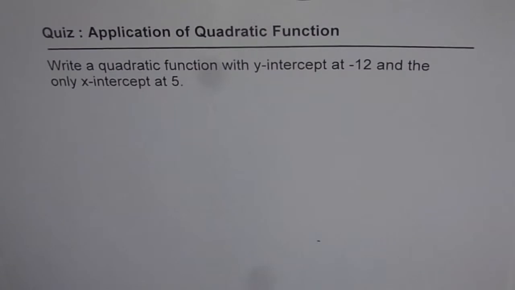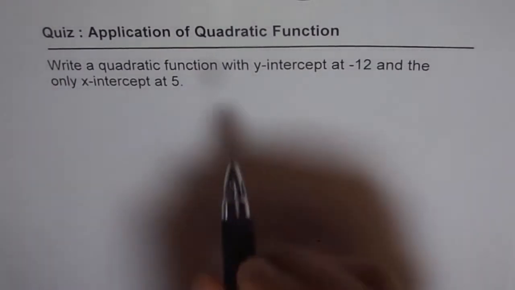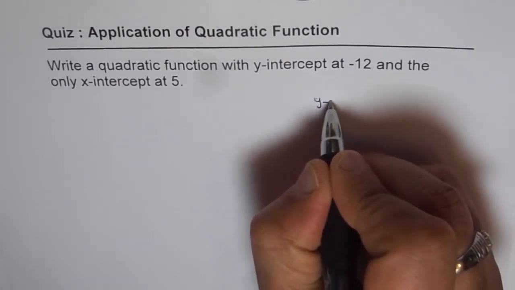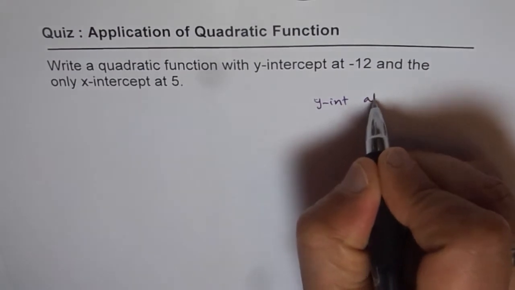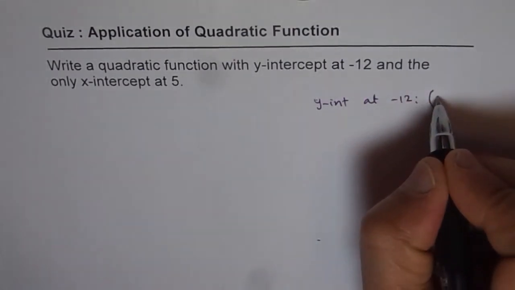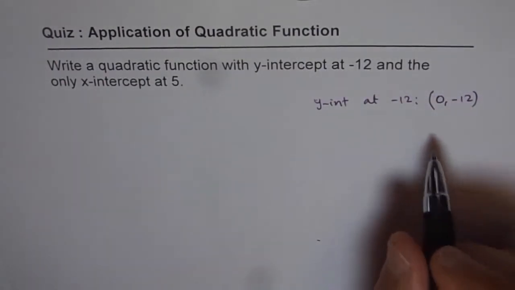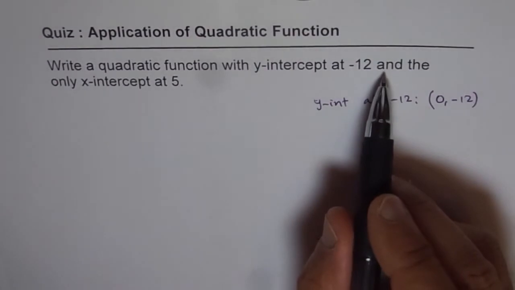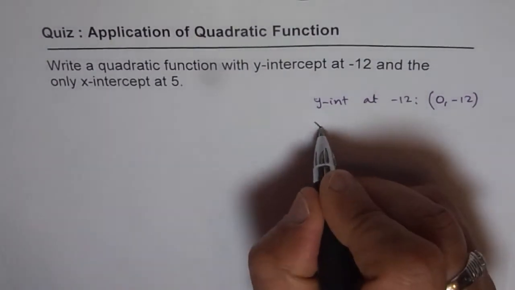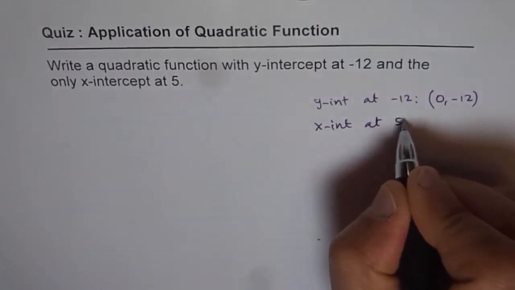Here is my suggestion. When you read this question, you say, write a quadratic function with y-intercept at -12. That means what? The x value is 0, right? So (0, -12) is the point on the parabola. The second condition is the only x-intercept at 5. So there is only 1 x-intercept, at 5, and only 1.